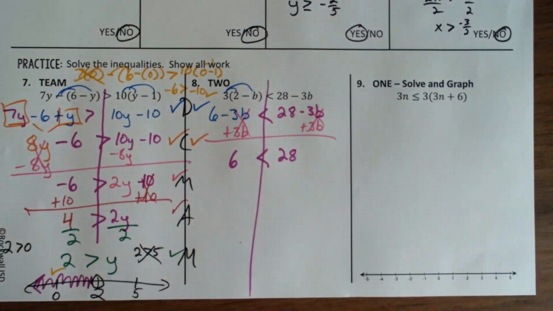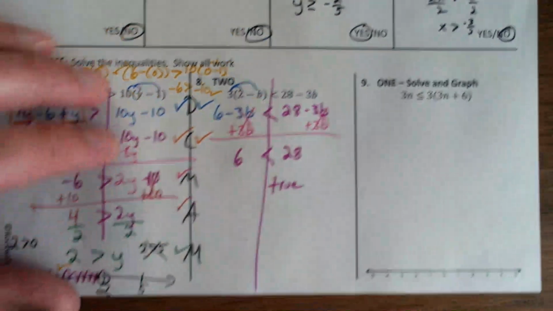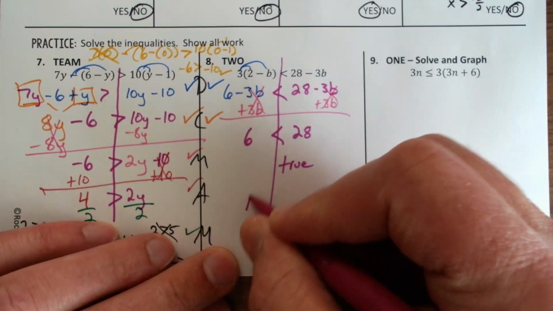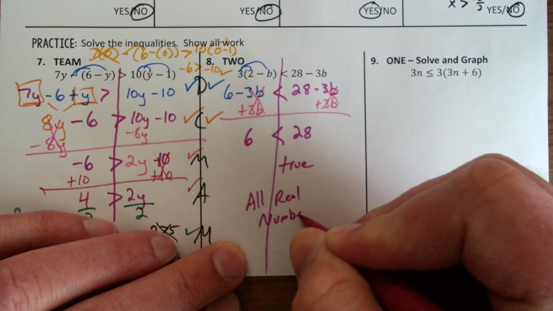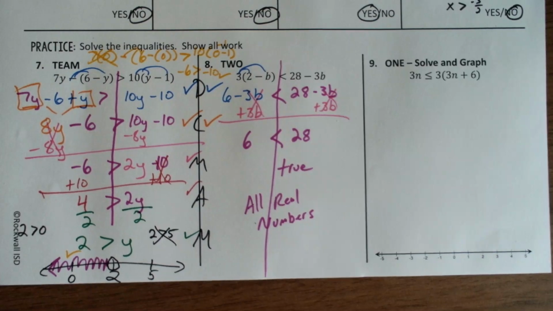So here's the question. Is that true? Is 6 less than 28? Yes, true. So this goes back to that lesson. Whenever we had a true statement at the end and our variables went away, this means that all real numbers work. It doesn't matter what number you pick, it will always work. That one was a little tricky.